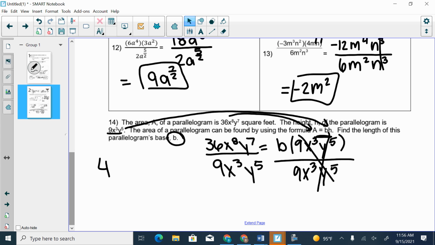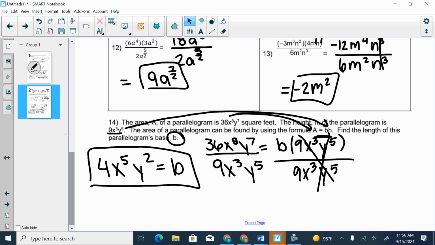Okay, and then for x's, if I subtract my exponents, what do I get? And where do I put it? Good. And then for y, what do I get? 2. Where at? Nice. And that should be equal to, all that was left on that other side was b. All right. So there's my base.